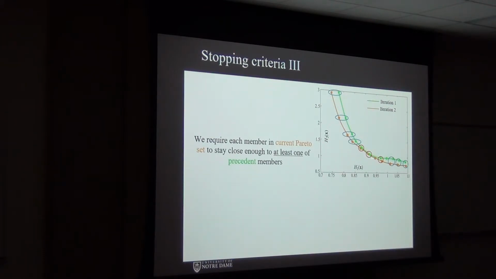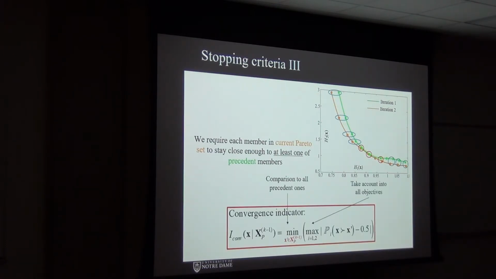We want one point of the current Pareto front to be close enough to at least one point of the previous Pareto front. In other words, we don't compare that guy and that guy, but we compare this guy and the one that's closest to it. This is why you calculate the minimum of the maximum of this probability: maximum over the two performance objectives, minimum over all the points, to pick the guy that's closer to you, and this is our convergence indicator.